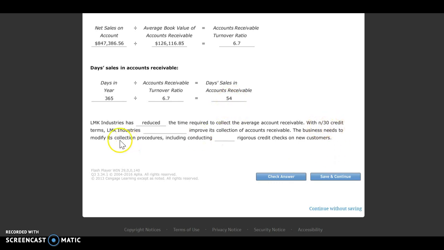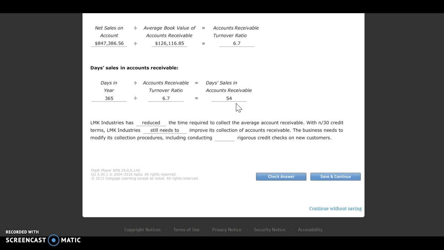It says with N30 credit terms, LMK Industries still needs to or doesn't need to improve its collection of accounts receivable. It looks like it still needs to improve its collection because we want it to be within those 30 days and we are at 54. Okay, so we still need to improve. We've gotten a little better because last year it was at 57 days. Now we're at 54, a little better, but we need to improve that still.